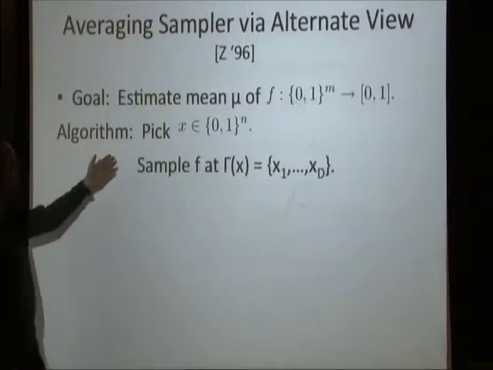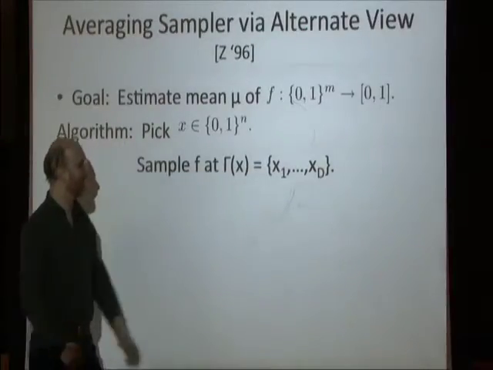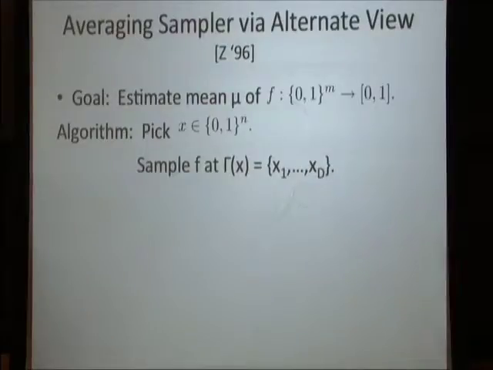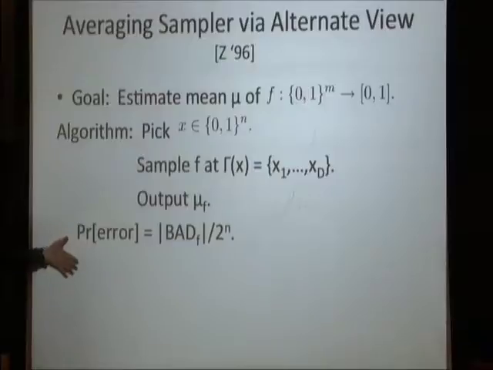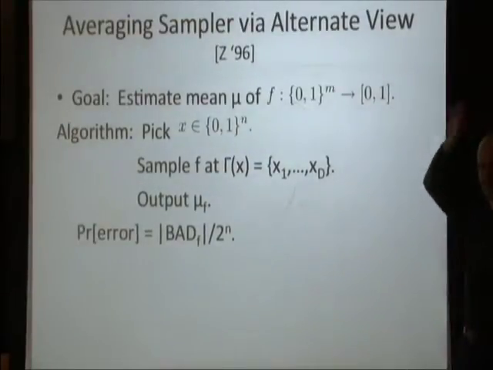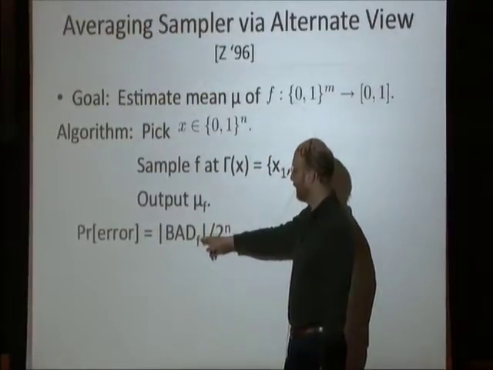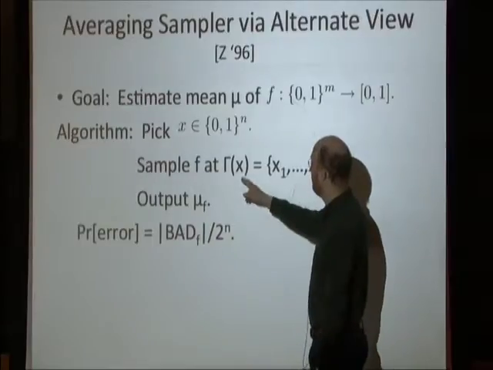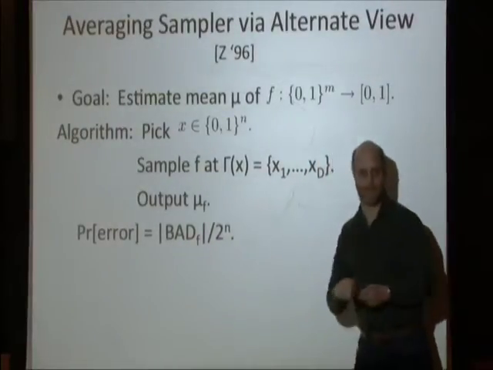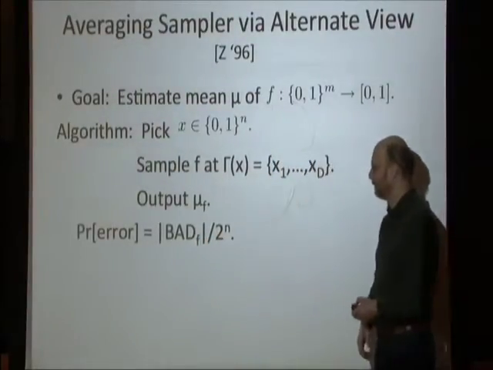So our algorithm will be to pick some n-bit string x, and sample f at its neighbors, gamma of x, and output the sample mean. The probability of error, meaning the estimate is not within epsilon of what we want, is exactly the size of bad sub f over 2 to the n.